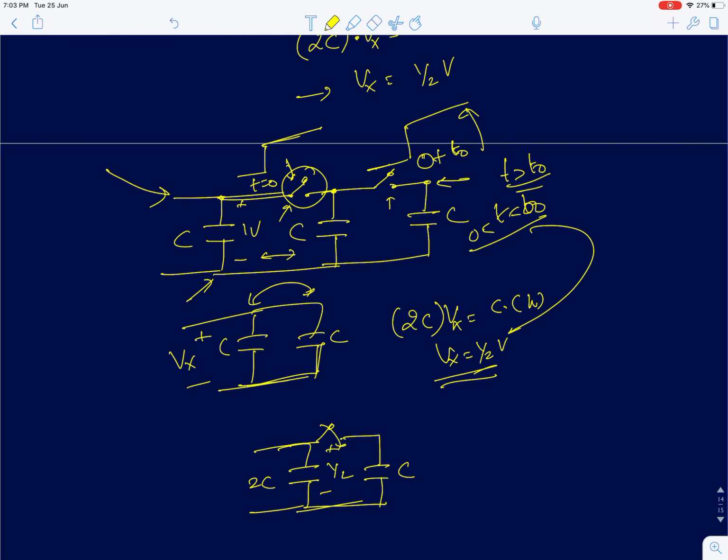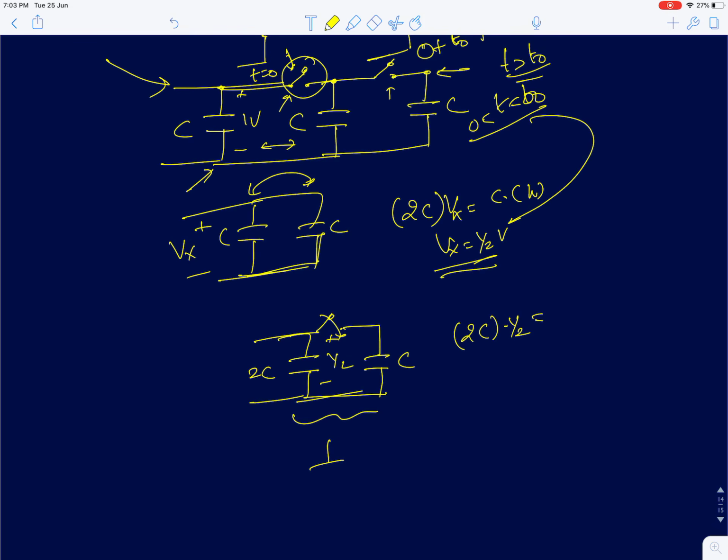Now finally, when I close this switch, the charge is still 2C into half. Eventually these two capacitors are in parallel, so you can treat them as a single capacitance of value 3C. This should be equal to 3C into Vx, whatever the final voltage comes to, because these two potentials will eventually be equalized. So your Vx will be 1/3 volts.